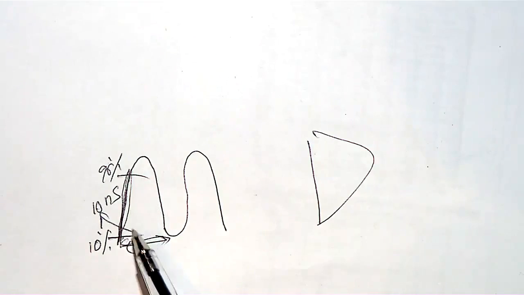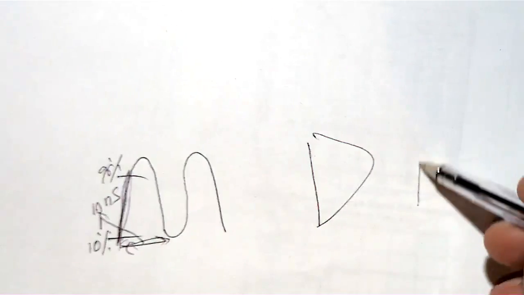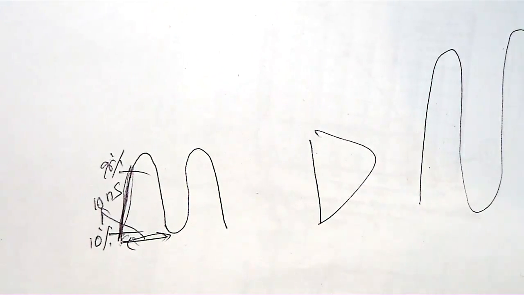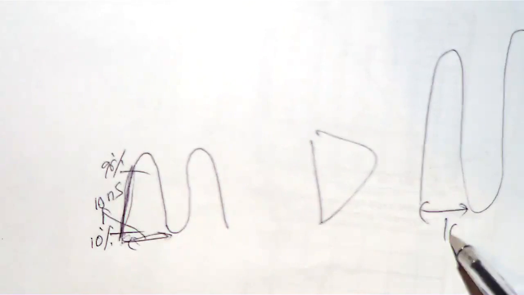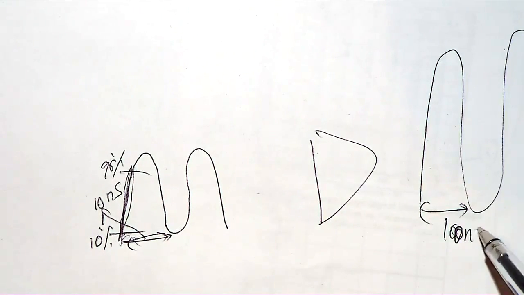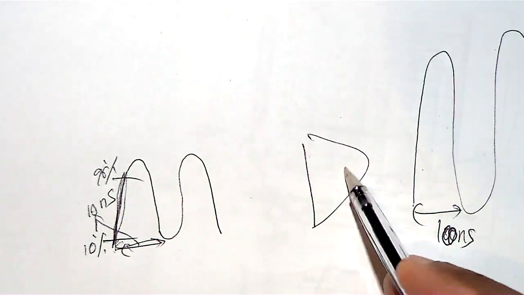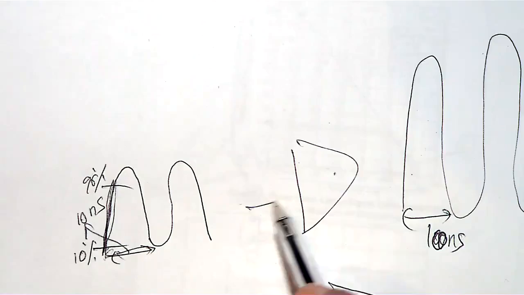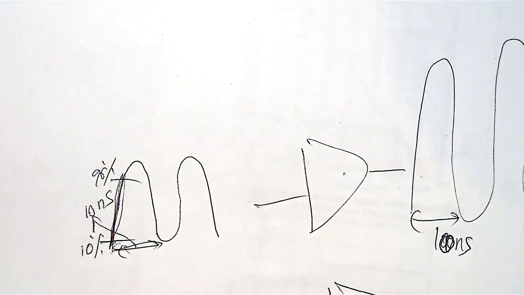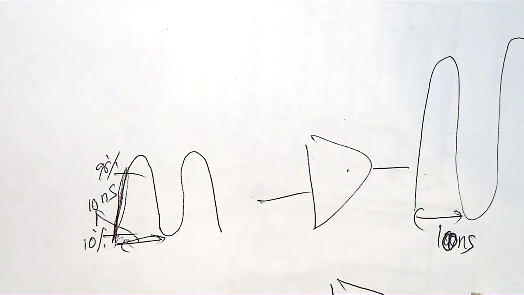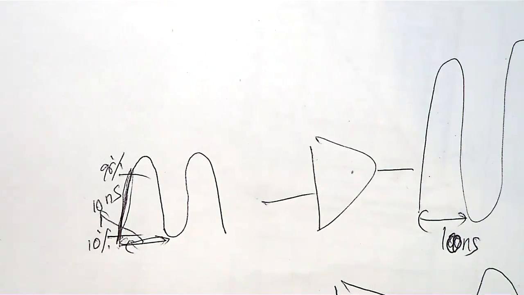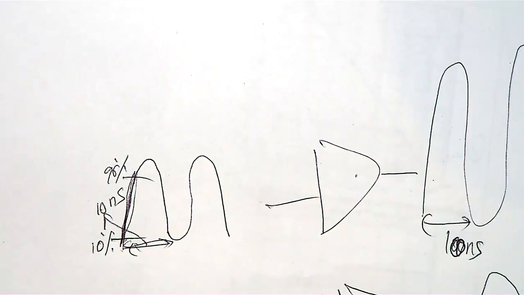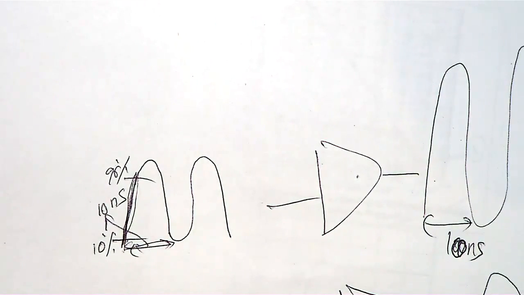If your amplifier has enough bandwidth, then after amplification you will get the same width and the same rise time. So this is also 10 nanosecond. This will be 10 nanosecond if your amplifier has enough bandwidth. If your amplifier doesn't have enough bandwidth, then you will get spreading. So this 10 nanosecond will become maybe 200 nanosecond. You know what I mean? Because you are removing the frequency components.